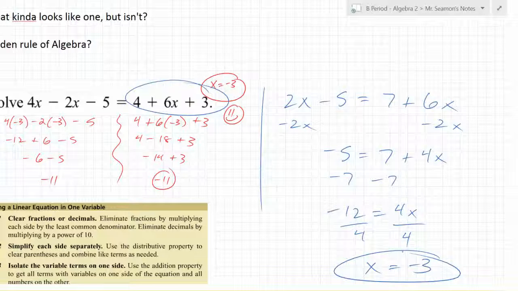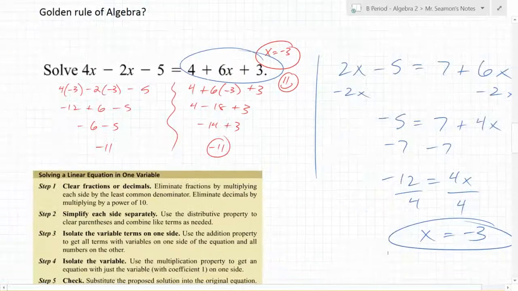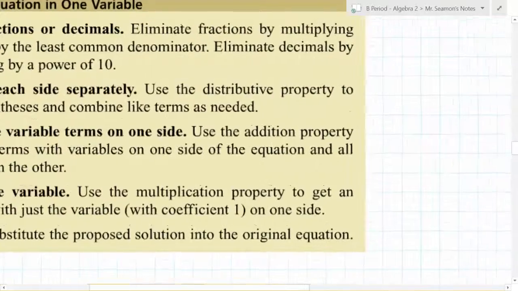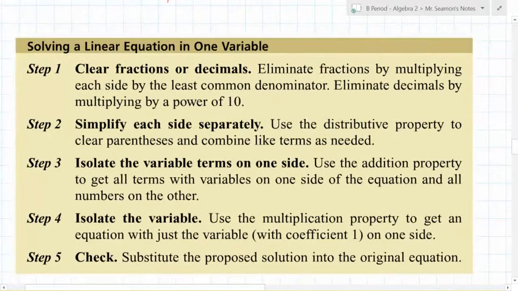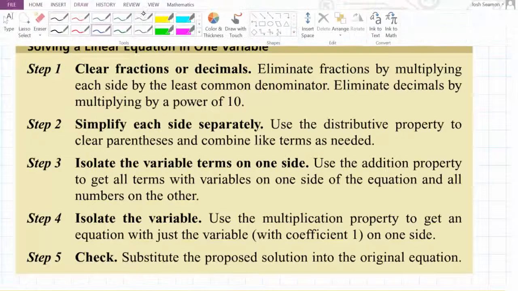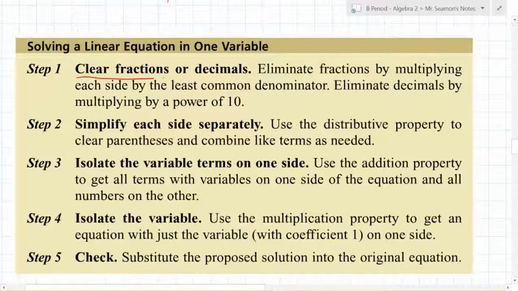Are we okay with the math that's on the board right now? Are we okay with it? Decentish? Okay. So they give you lots of steps. The book likes to kind of summarize things. And this is actually not bad. I think they do a pretty good job of picking a good order of things right here. Clear fractions or decimals. Eliminate fractions by multiplying each side by the least common denominator. That's a great thing to do.